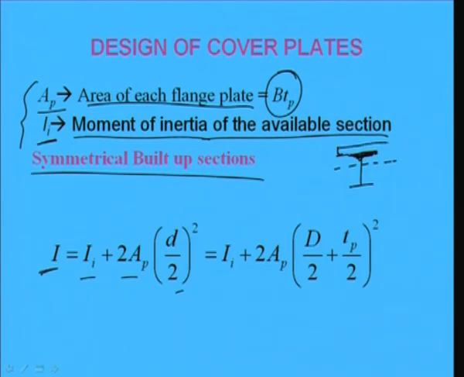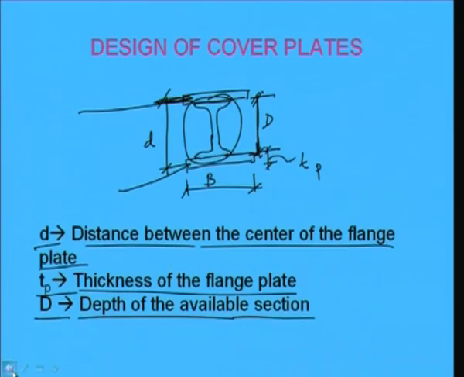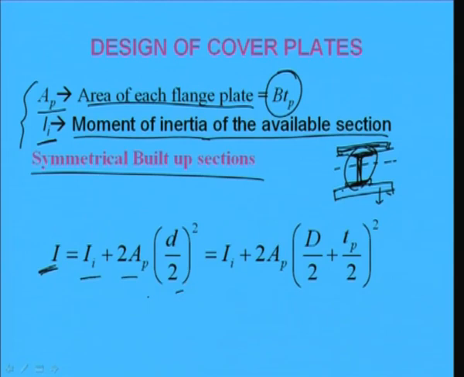Now, when we are going to make some plate here, this is an I section, right. So, I will become I_I plus 2 A_P, 2 into area of plate into (d/2) whole square, because if this is d, then from the neutral axis to here it will be d/2. So, (d/2) whole square.